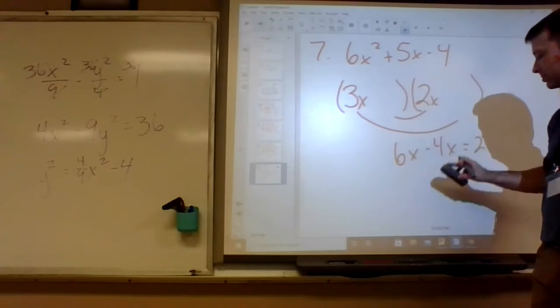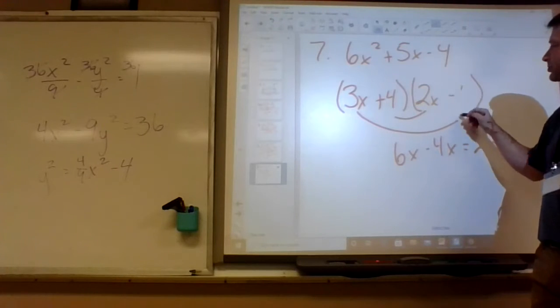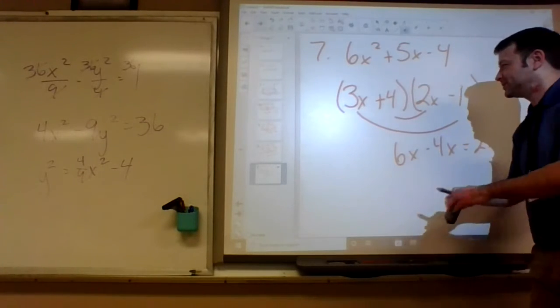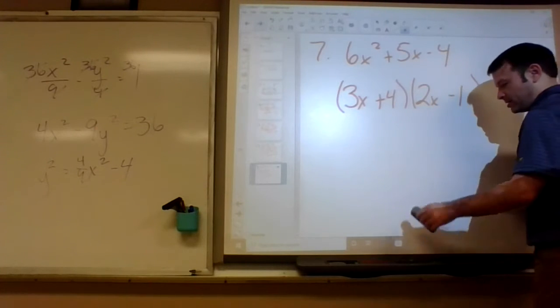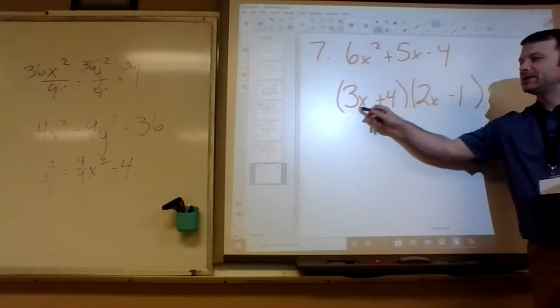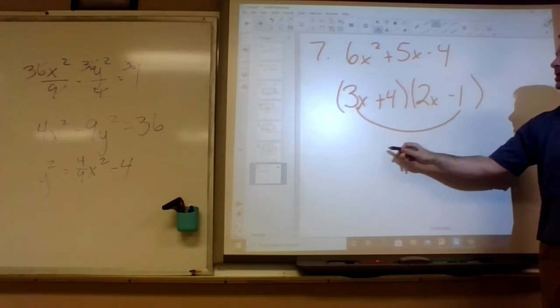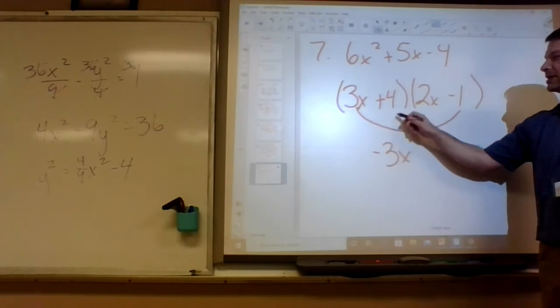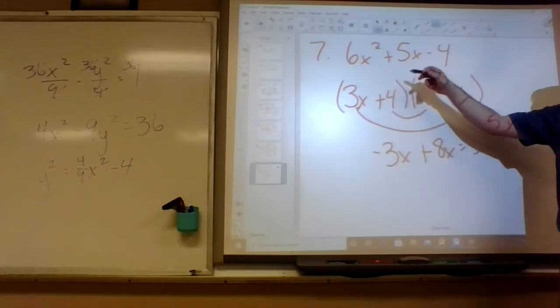It's 4 and -1. Okay, she thinks it's 4 and -1. We'll see if she's right. She is right. Okay, outside is -3x. Yep. Inside is plus 8x. And that equals 5x. That does equal 5x, so that is right.